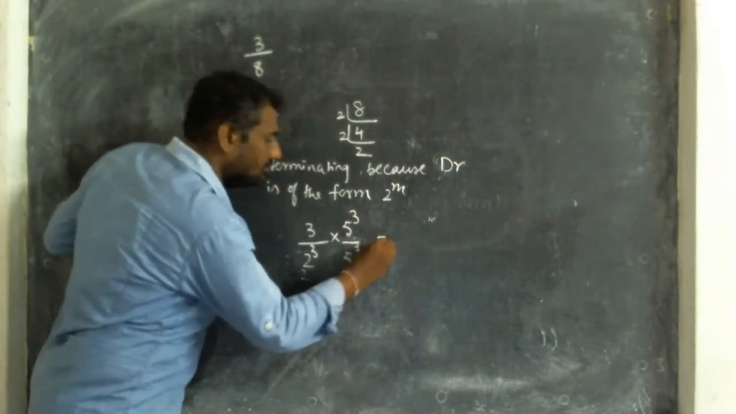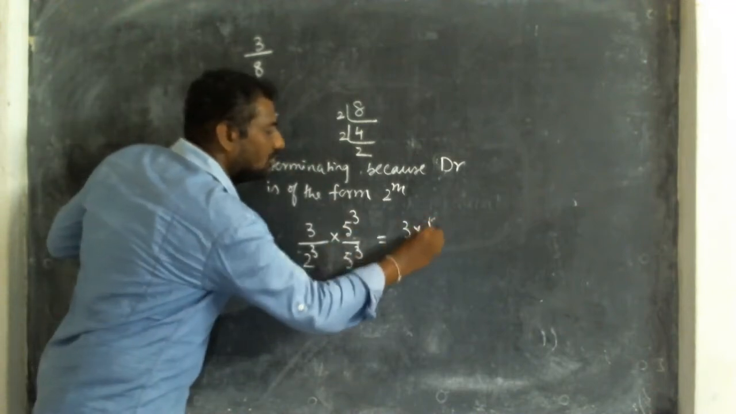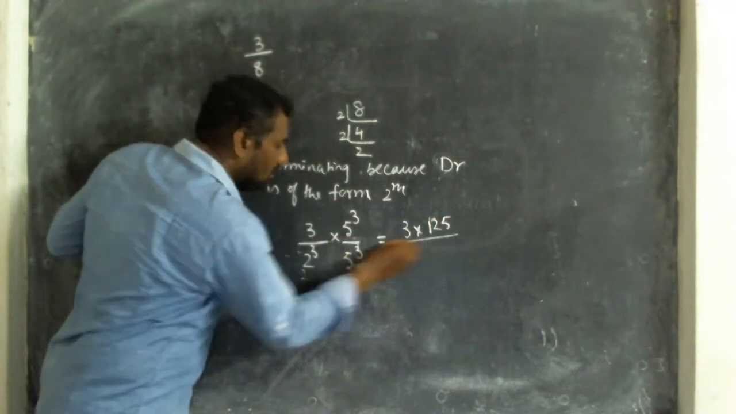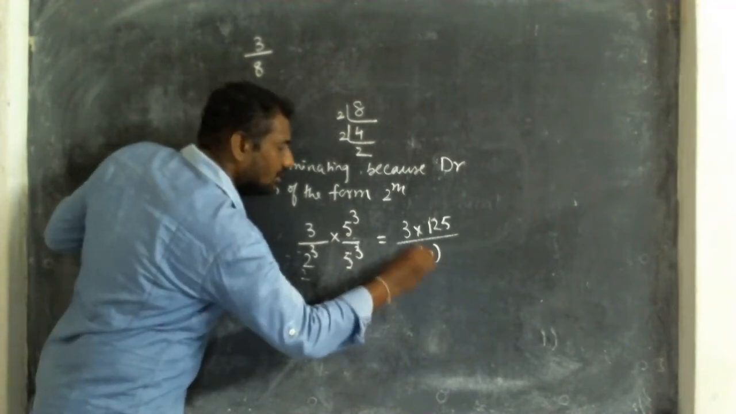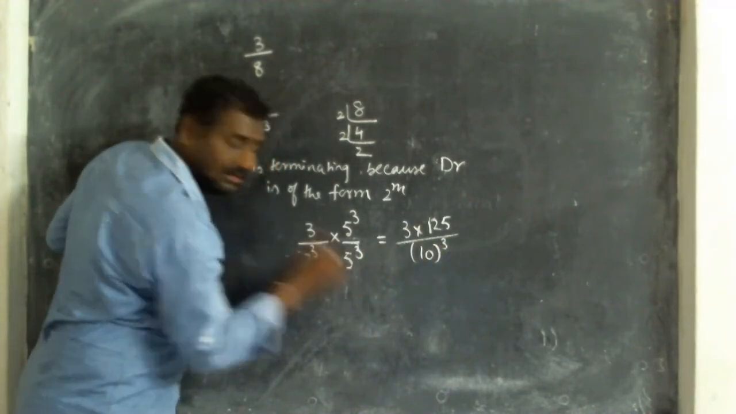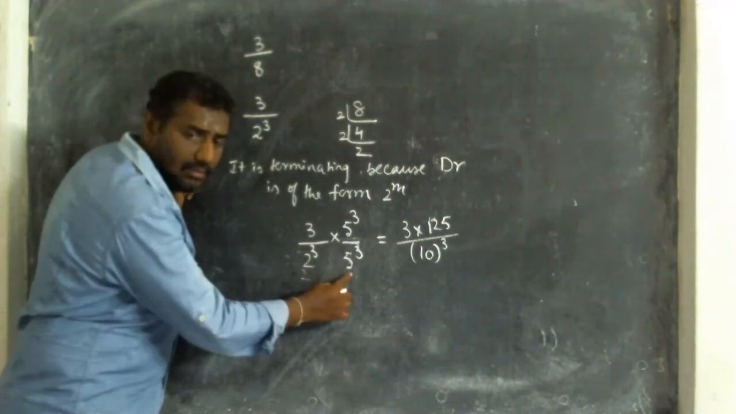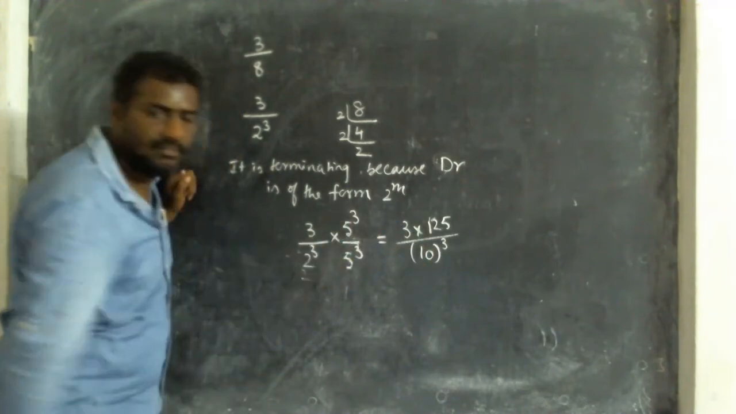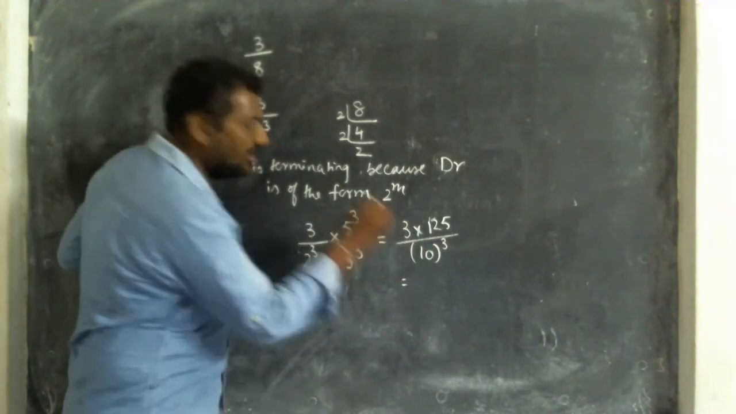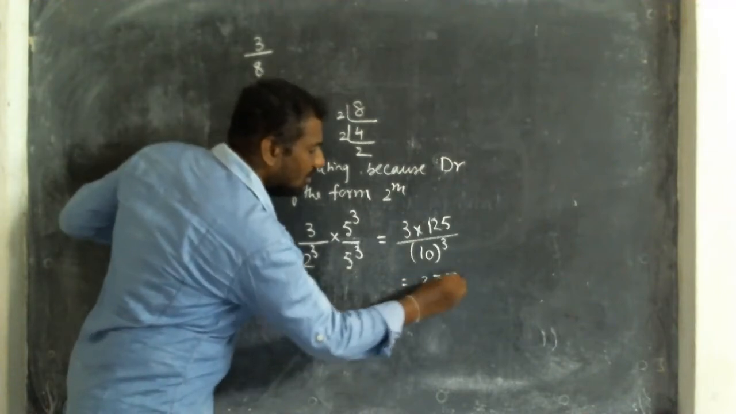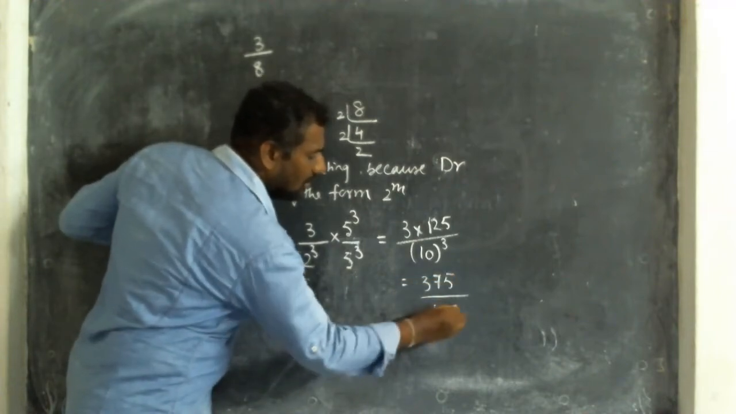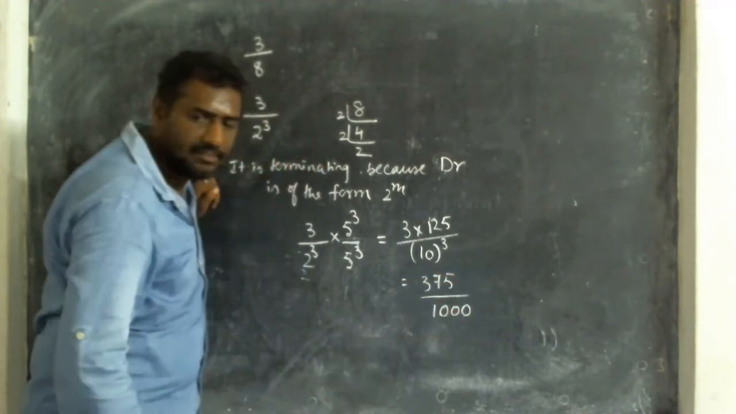Now 3 into 5 power 3, 125. Denominator: 2 fives are 10, whole power 3, we can write both together. 2 fives are 10, power 3 is there. Right. Now you multiply 3 into 125, 375. 10 cube means 1 followed by 3 zeros, that is 1000.